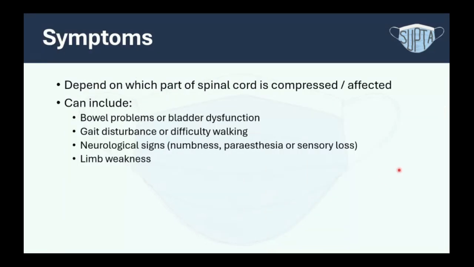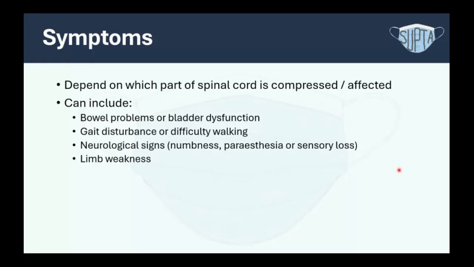So symptoms. Again, it will depend on which part of the spinal cord is compressed or affected. If it's higher up, it can cause more of the symptoms up here with the arms as well. Lower down, it can cause more symptoms with lower limbs only and not upper limbs. These symptoms can include bowel problems or bladder dysfunction, as you mentioned with the cauda equina. When you get nerve impingement or compression at a certain point, normally all levels below that will be affected as well.